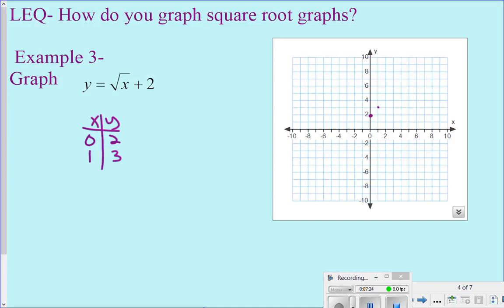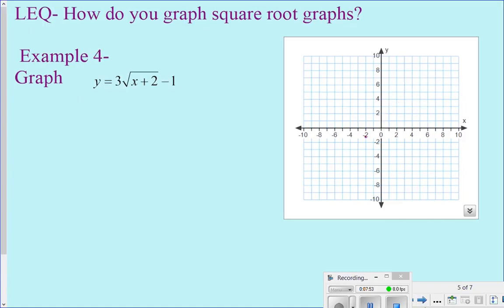That's a point besides the vertex. When you're picking, we could very easily pick 4, but I always try and get a couple points that are spread out, not right beside one another. So let's pick 9 rather than 4. So the square root of 9 is 3. 3 plus 2 is 5. So 9, 5 right there. Now I have plenty of points that I can sketch my curve and then just label 0, 2 is the vertex.